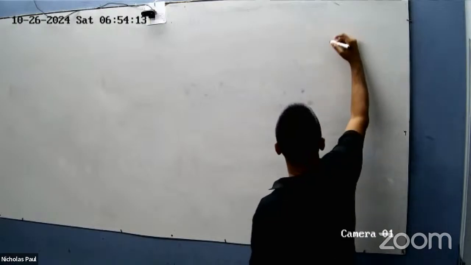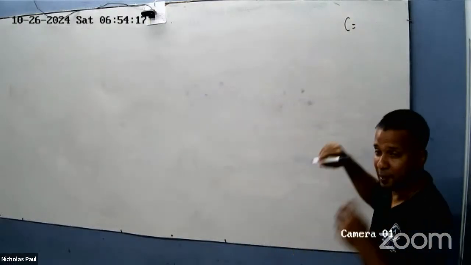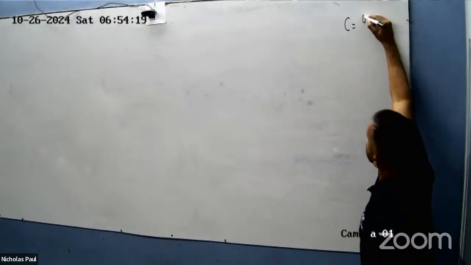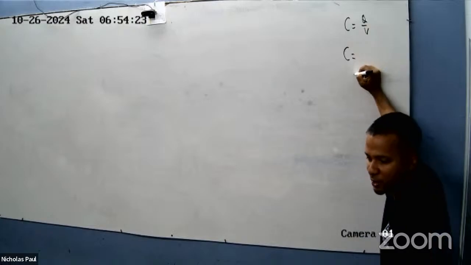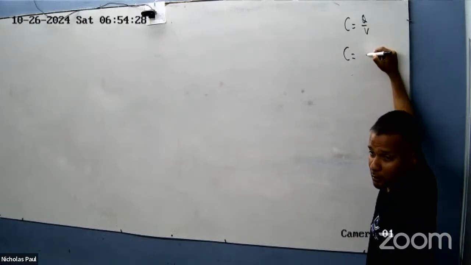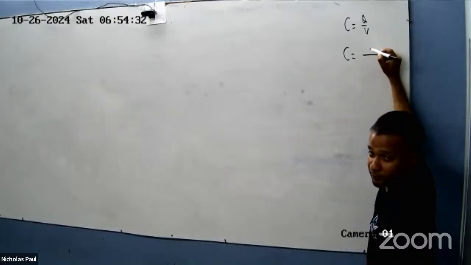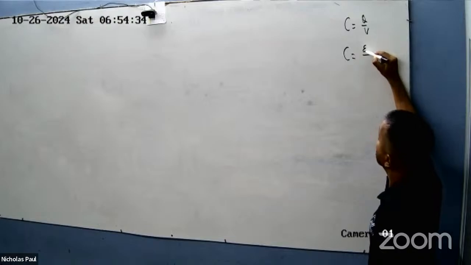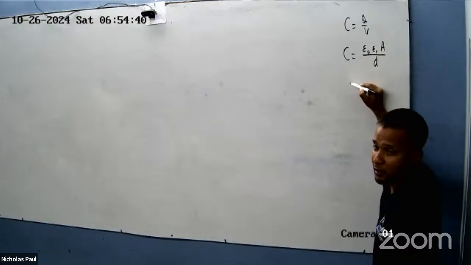Right, start from here. Capacitance is what? Q over V, right? We could also find capacitance based on the actual component. So it's what? Yeah, the epsilon thing. Epsilon naught A over d. Are you okay with that?